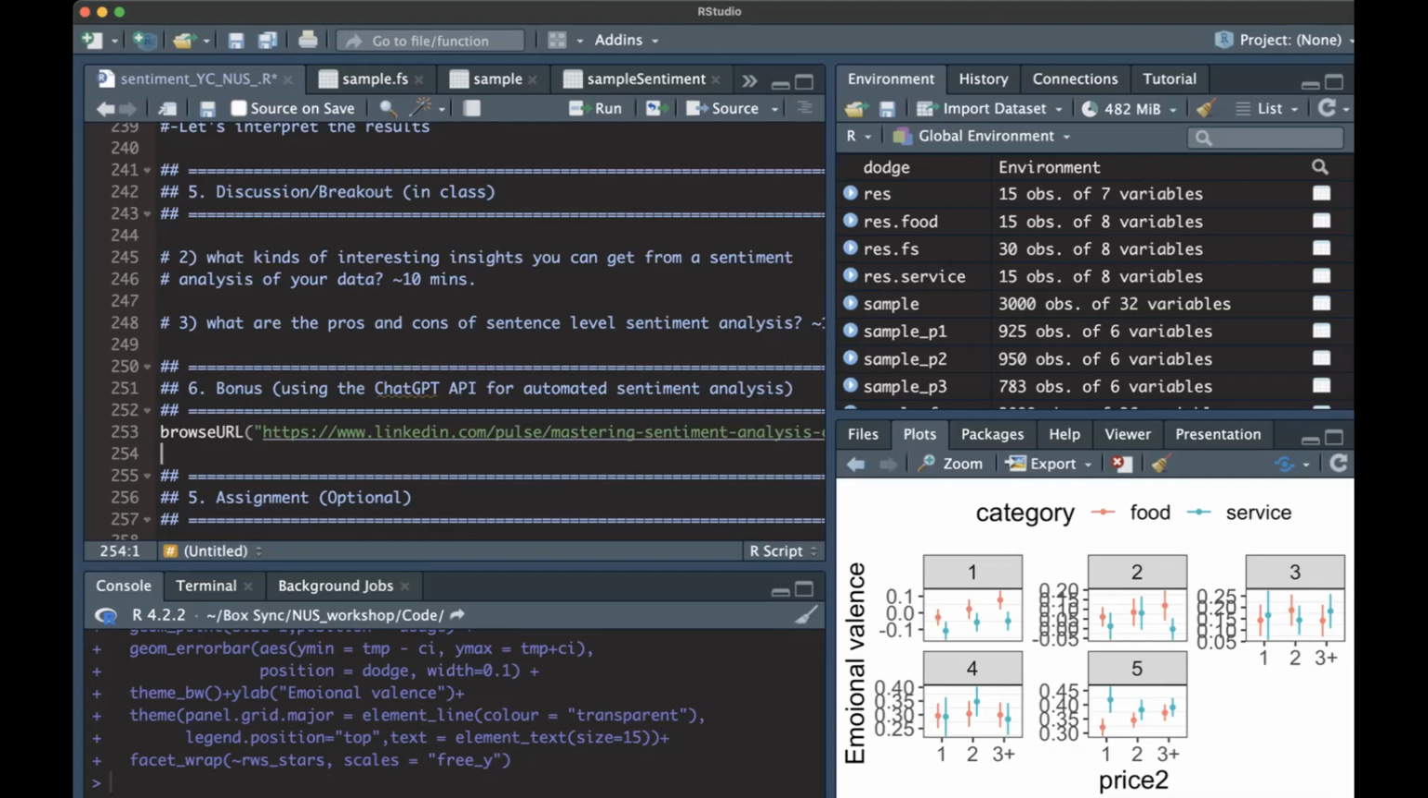Yeah, sorry, I just have another quick question. How do you normally deal with sarcasm in sentiment analysis? Sorry, I cannot hear you clearly, the last part. How do you deal with sarcasm in sentiment analysis? Like people say sarcasm, right?